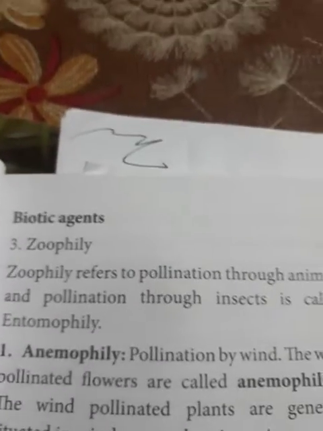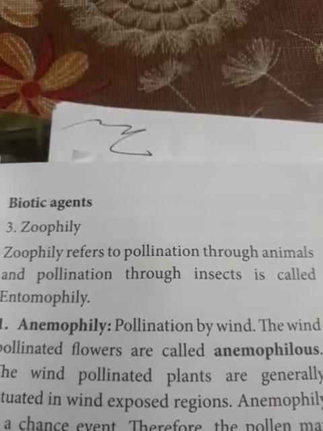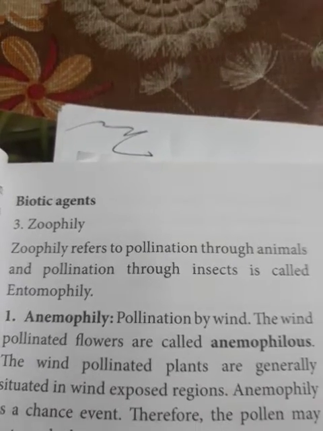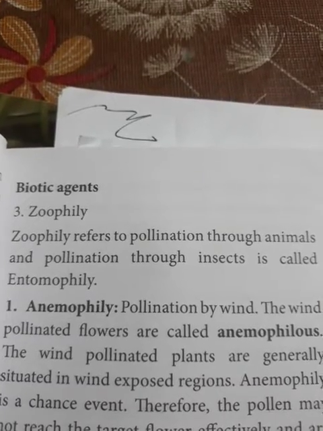Zoophily refers to, zoo means animal, we know, pollination through animals, and the pollination through insects is called entomophily.